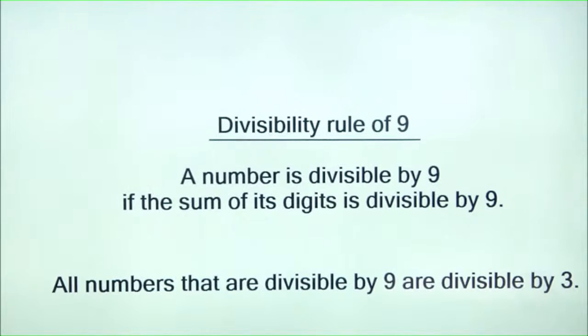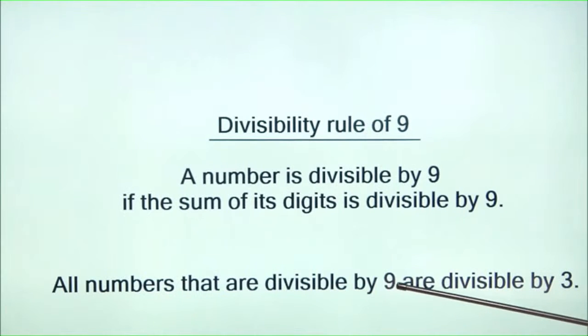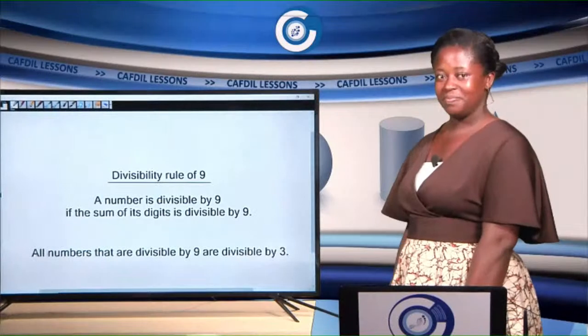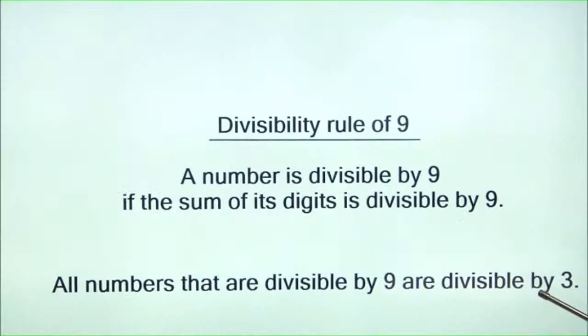And take note, all numbers that are divisible by 9 are divisible by 3. We have done the divisibility rule of 3, and we know numbers that are divisible by 3. And we are saying that all numbers that are divisible by 9 are divisible by 3.